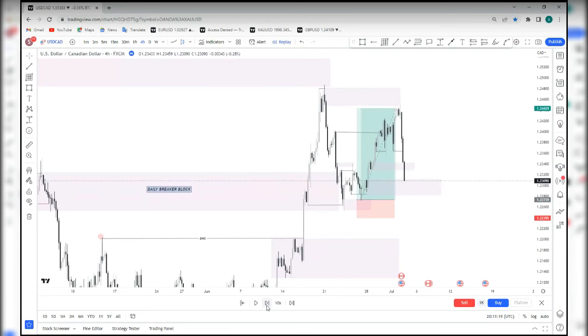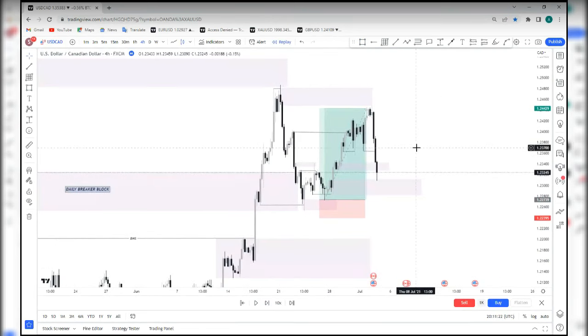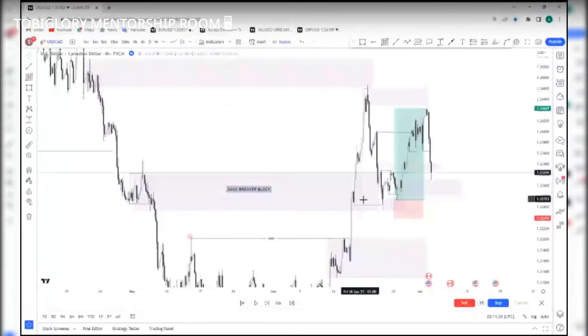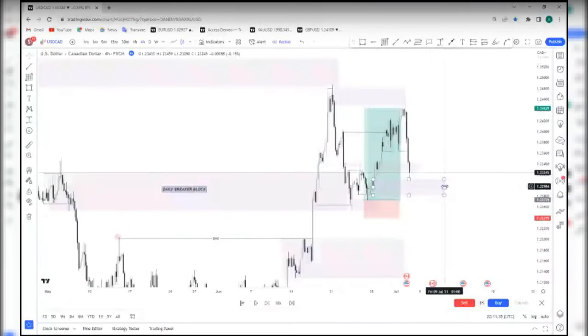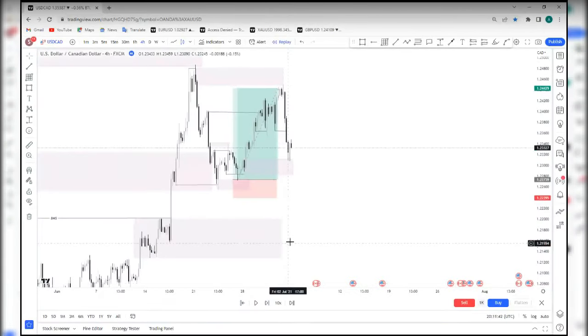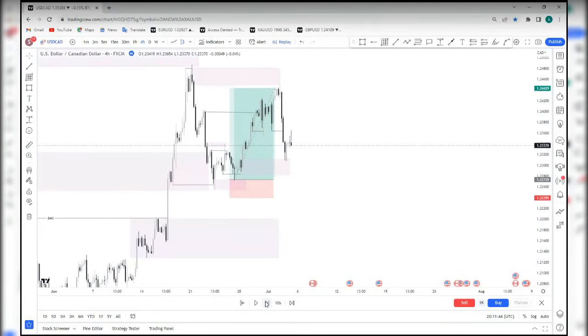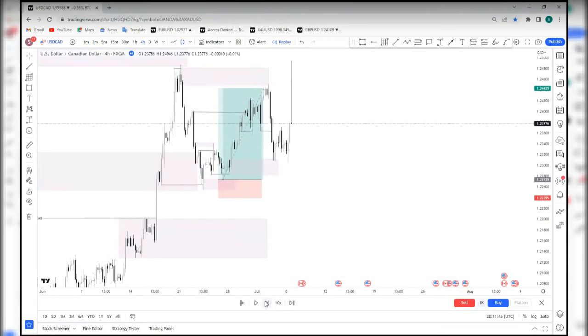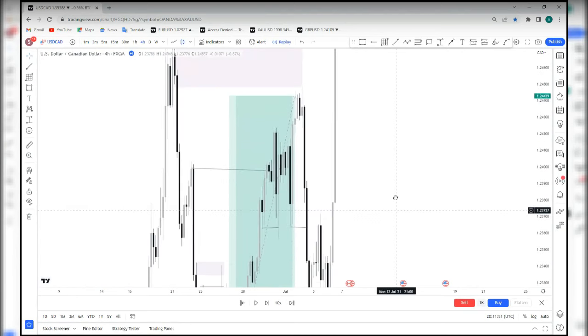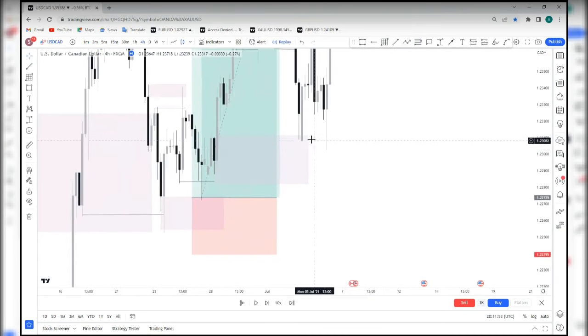Can you see? Like I said, be careful, because it is coming from a higher time frame imbalance, and this move that occurred from the daily breaker block or 4 hours breaker block is going to turn inducement for this. So now we get a reaction from here. Let's see if this reaction will cause another buy confirmation. Okay, let's continue. Can you see? It gave a buy confirmation from here.